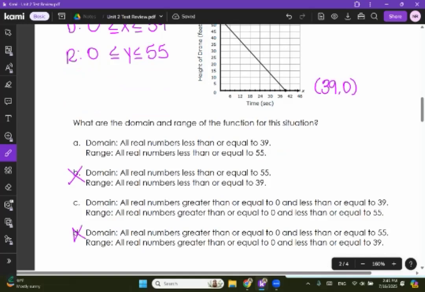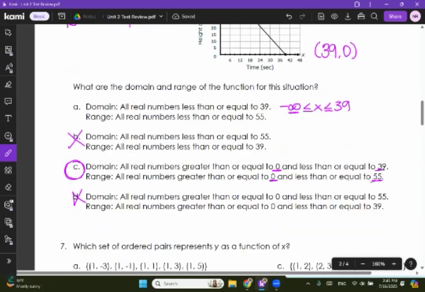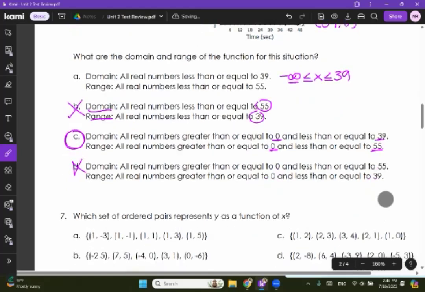Here it says all real numbers less than or equal to 39. That one would imply that you had written it like this, where you have negative infinity. But notice here on C, your stopping point is 0 to 39. For the range, your stopping point is from 0 to 55. So your answer would be C. Okay. A lot of the times, half of the answers, they're going to match up the wrong number with the wrong domain or the range. Okay.